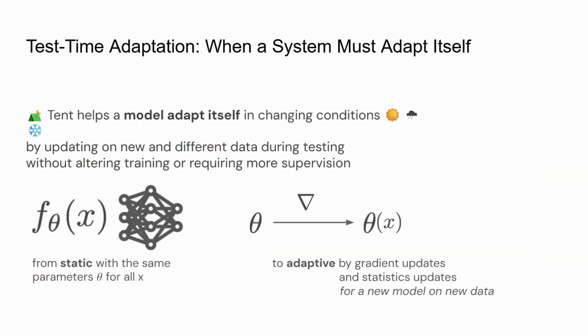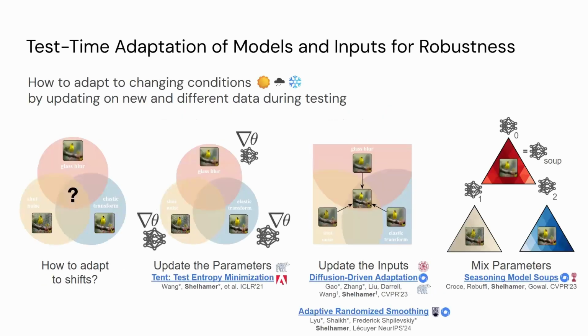So with this, to summarize, the whole point here was we wanted to go from a static model, the same parameters for all data, to some process, for instance by gradients and these statistic updates, that lets us get a new model, a model conditioned on the test data. So now our predictions are a function of all past data, test data and training data alike, so that we can actually make new and different predictions. So let's go back to our different families of approaches now. We saw one way to do this by updating parameters.